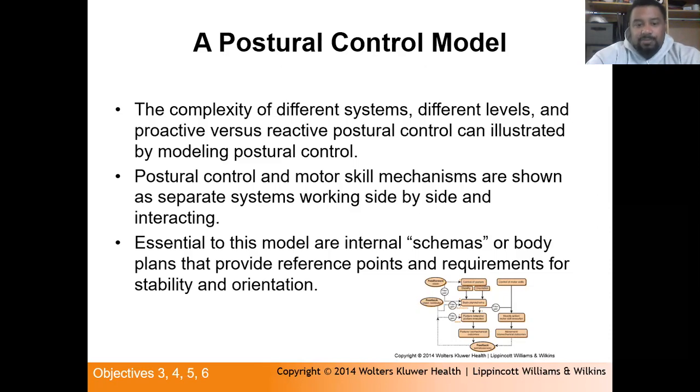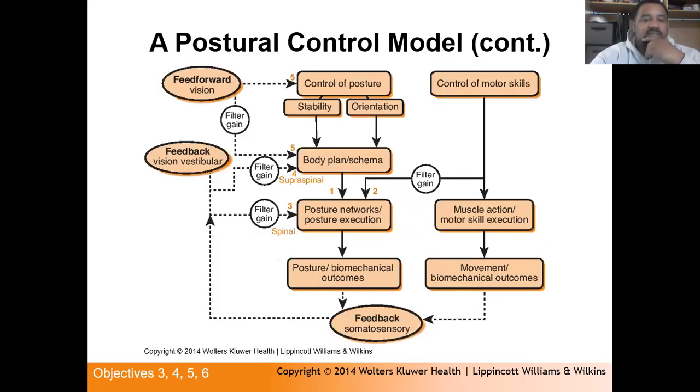The control model. So the complexity of different systems and different levels, and proactive versus reactive posture control can be illustrated in modeling posture control. So basically just the order and sequences of how your body is going to adjust and what it's going to do. So here is the actual model itself with feedback vision, and then you can see, if you follow the arrows in order, what your body is doing step by step to maintain its posture control.